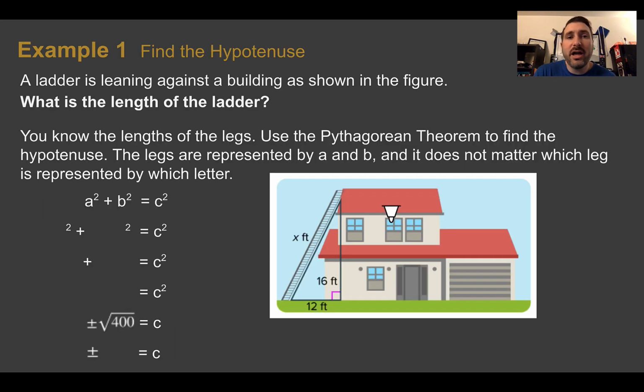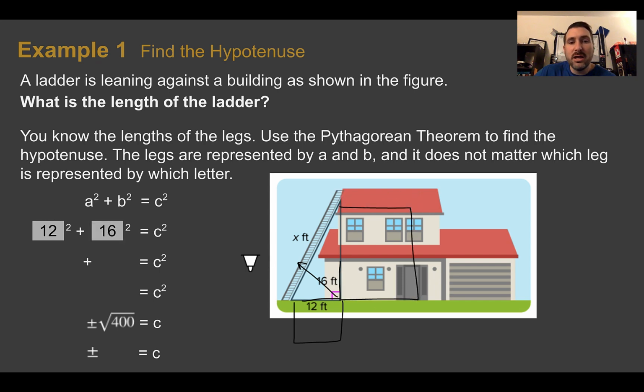Example 1. Find the hypotenuse. A ladder is leaning against a building as shown in the figure. What is the length of the ladder? So here it's shown you know the lengths of the legs. We have our right angle here, which means our legs are the two that form that right angle. So if I know the legs, those are A and B. I'm going to plug in those values, and it doesn't really matter which is which. So 12 to the second power would make my square off of that leg. 16 to the second power would make my square off of that leg.